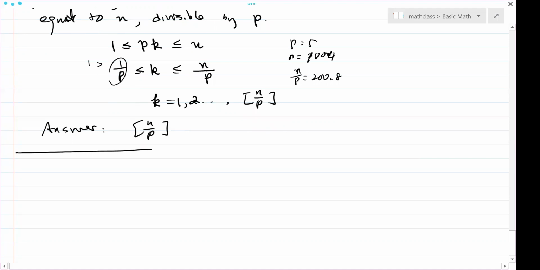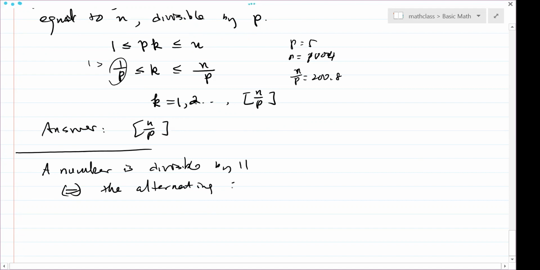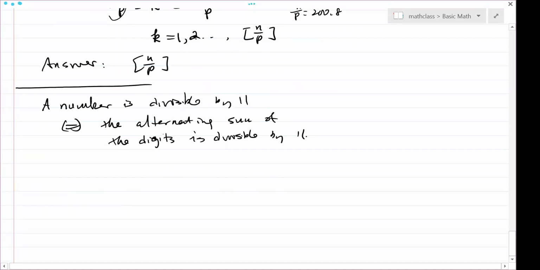Okay, we know that a number is divisible by 11 if and only if the alternating sum of the digits is divisible by 11. How many of you still remember how to prove it? The alternating sum means you change the sign when you add the digits together.